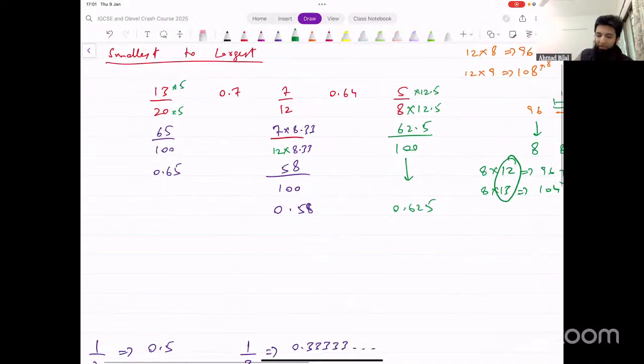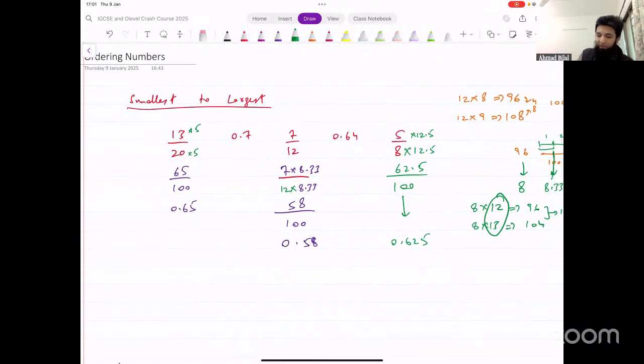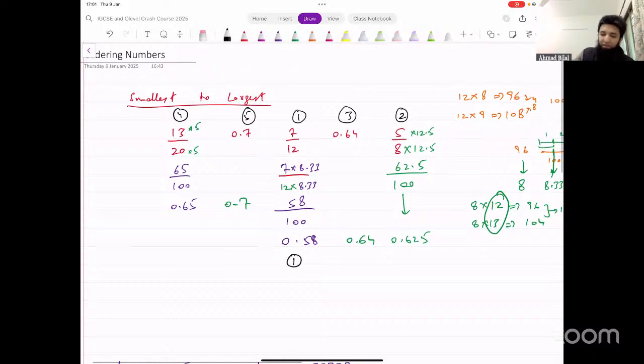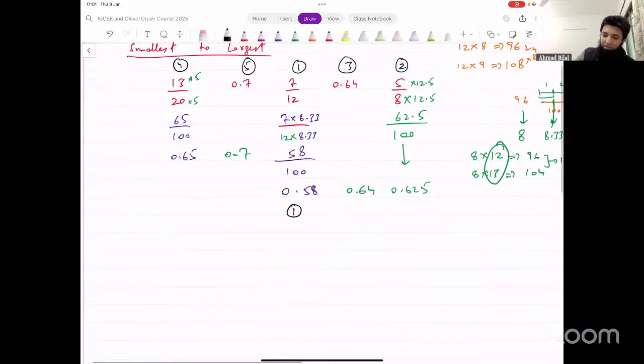And now you can compare these decimals. You've got 0.65, you've got 0.7, you've got 0.64, which is the smallest. The smallest is this one, number 1. And then the next one is this, number 2. 0.64 is number 3, and then number 4 and number 5. And as earlier, when we write them down, we have to write down the original numbers. The original numbers are 7 over 12, and then we've got 5 over 8, and then we have 0.64 and 13 over 20 and 0.7.